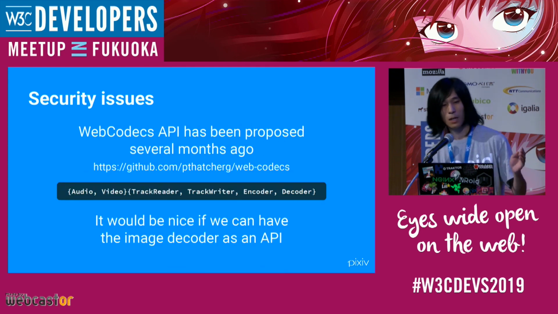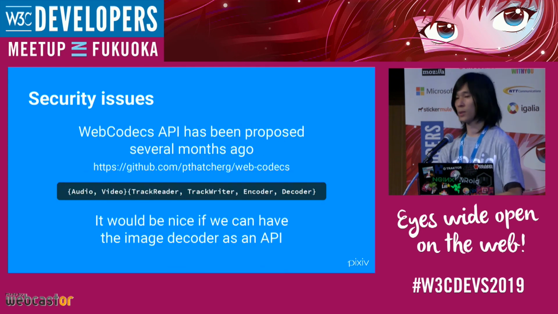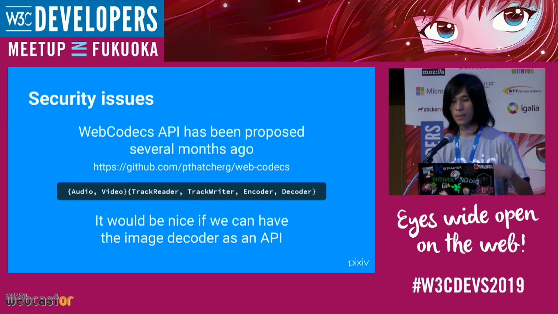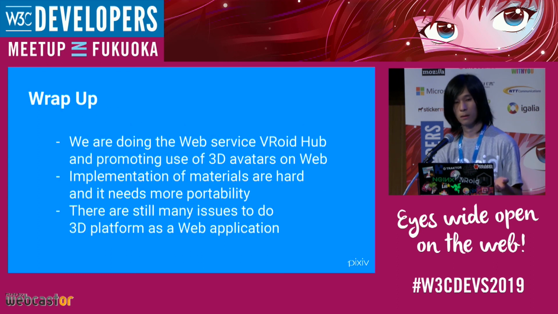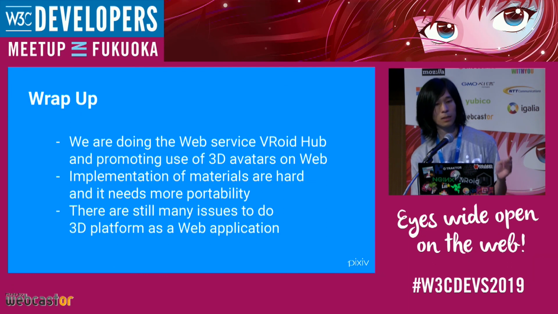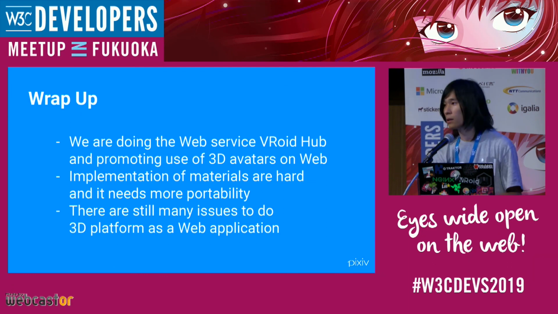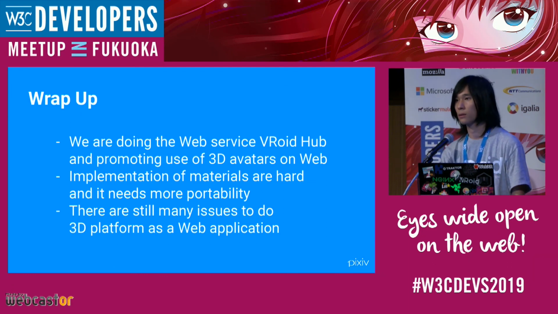By the way, the WebCodecs API was proposed several months ago. It would be nice for decoding audio and video. And also, I think it would be nice if we could have the equivalent of this API for images. Okay, here's a summary. And that's the end of my talk. Thank you.